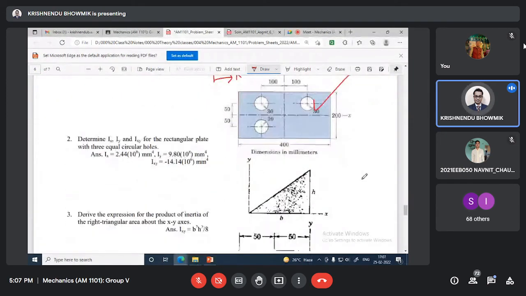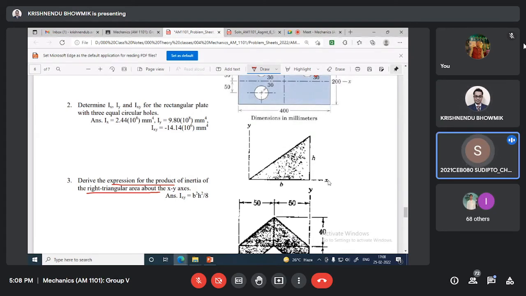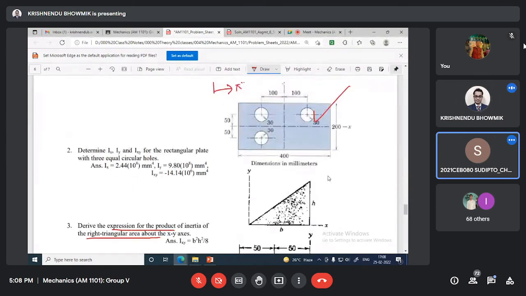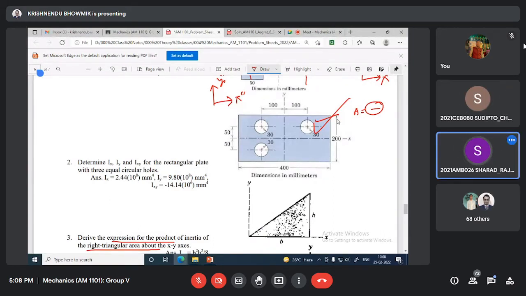Ix, Iy, Iz. Now question number 3. Determine the expression for product of inertia of a right triangular area about x0, y0 axis. This is one good problem. Question number 2 is also similar to question number 1. Yes, this is same. If it is an area cut out, you use a minus sign. Area will be minus. Nothing else. Same thing.